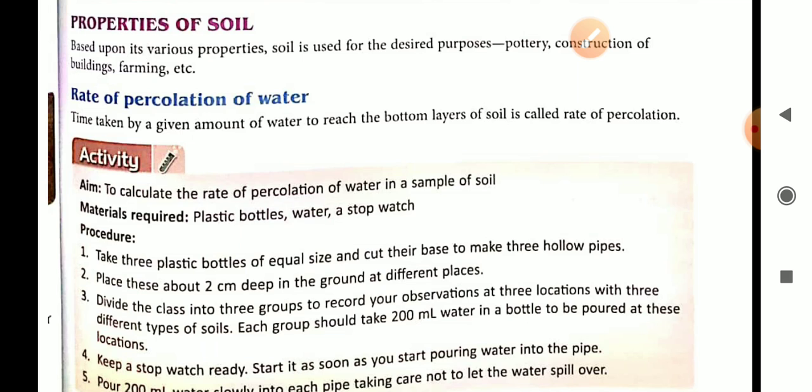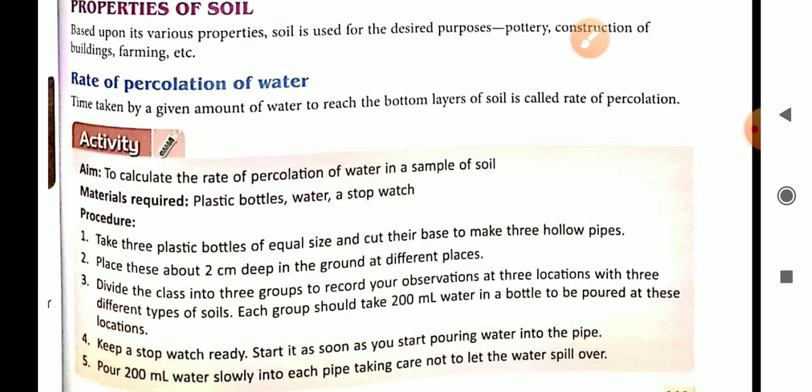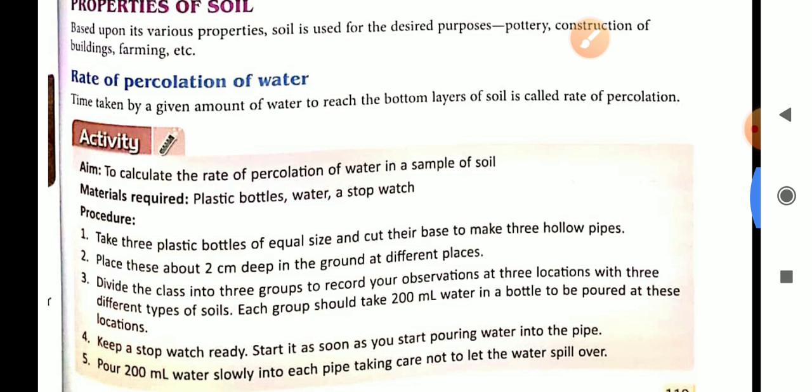So, rate of percolation of water. First property is rate of percolation of water. Percolation means filtration. That means the process of a liquid moving through a substance that has very small holes or pores in it. For example, in soil, you can see pores are there, holes are there, and through this, the water filters or passes on. This is known as percolation of water.